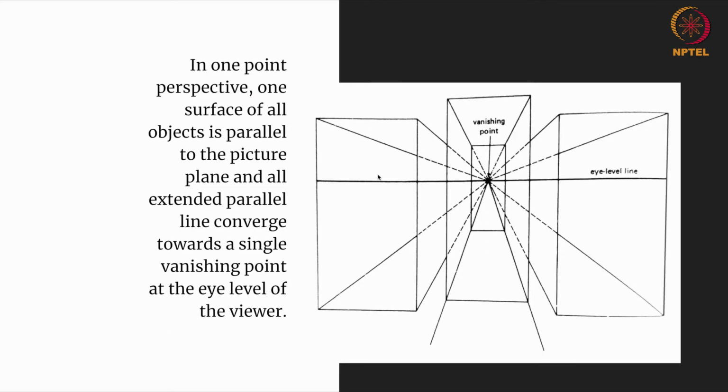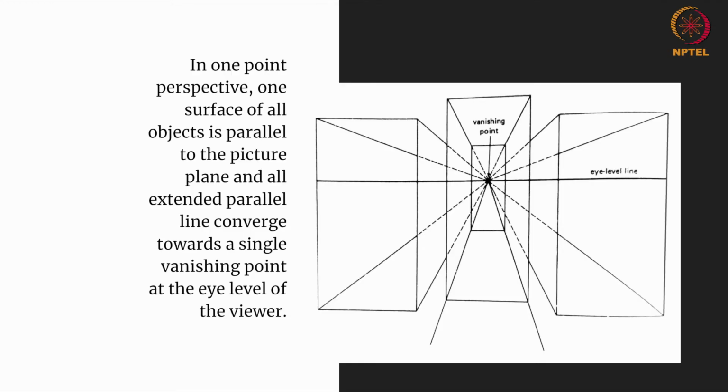There are basically three types of linear perspective: 1 point, 2 point, and multi-point perspective. We can say 3 point, 4 point, 5 point, whatever. If you look at 1 point perspective, one surface of all the objects is parallel to the picture plane, which is also visible on the screen. If you look at this rectangle, the front face is parallel to the surface of the page, right? And all the parallel lines are converging towards a single point, which is called the vanishing point, and it is happening at the eye level of the viewer.